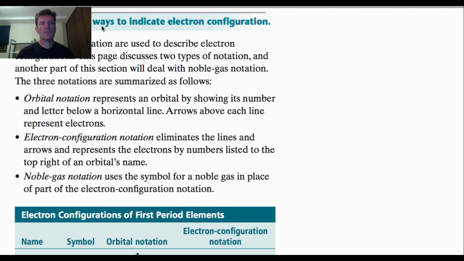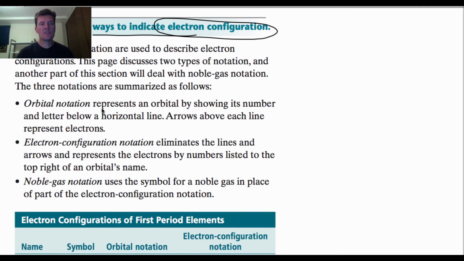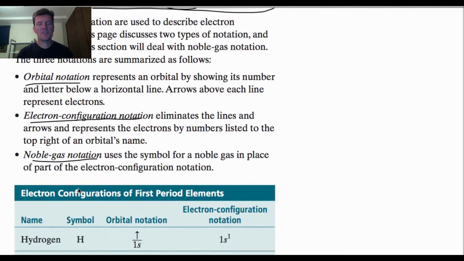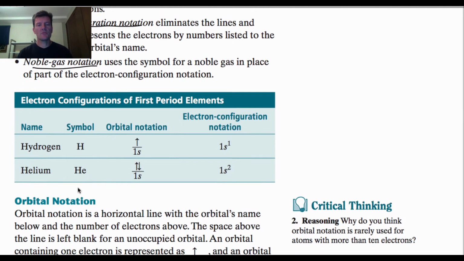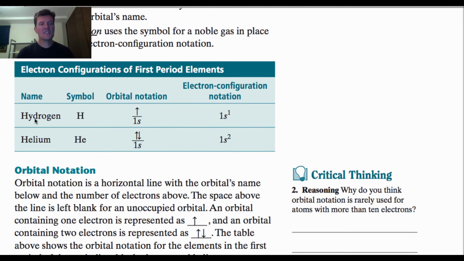Now, we have 3 different ways to model the electron configuration. We can use the orbital notation, the electron configuration notation, or the noble gas notation. And I'm going to show you each of these as we go through. Okay? So let's take something really simple.